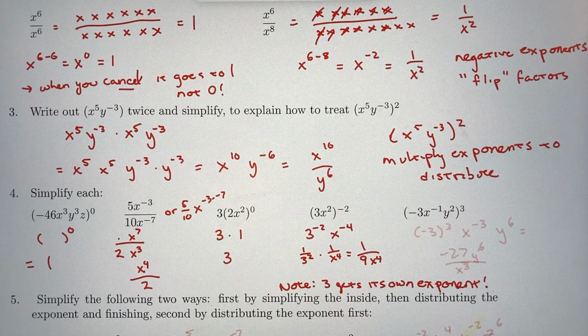So make sure you watch that. Same thing with this. -3 gets its own exponent. Notice that if it's an odd exponent, it stays negative, and if it's an even exponent, it turns positive. Multiply the exponents. -1 times 3 is -3. 2 times 3 is 6. So we have -27. X cubed ends up in the bottom, and y to the 6 ends up on the top. Make your fraction bar long enough.